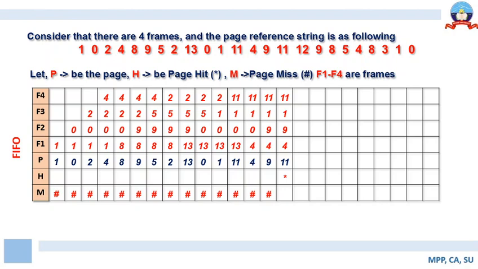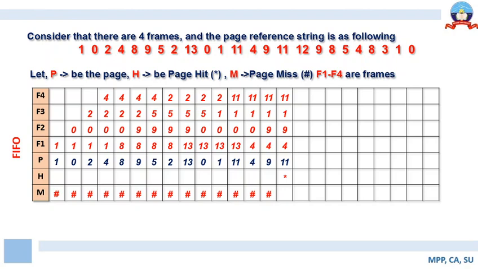Now after 9 there is a reference for page number 11. Page number 11 is already there in the memory, in frame number 4. Since page number 11 is there in frame number 4, there is a page hit. Whenever there is a page hit, no replacement is required. Since the requested page is available in the memory, here at frame number 4, we refer to this particular condition as a page hit. Whenever a page hit happens, no replacement is done.